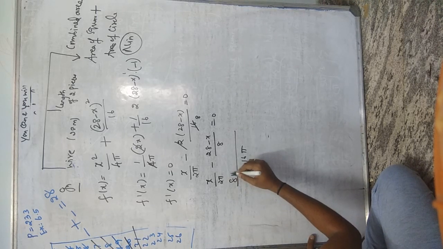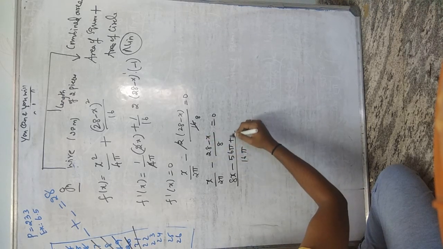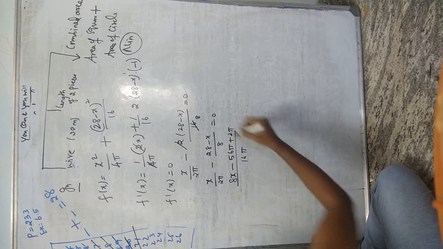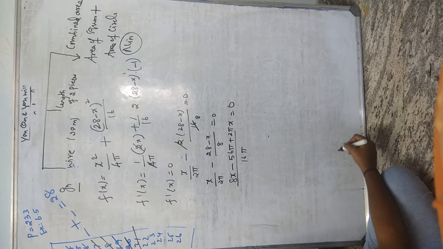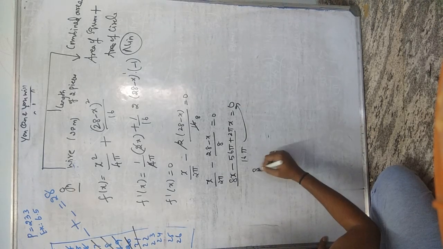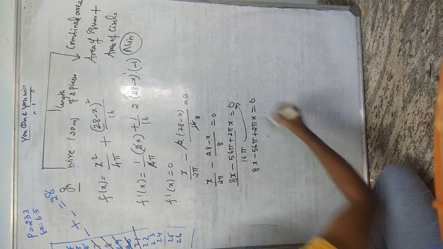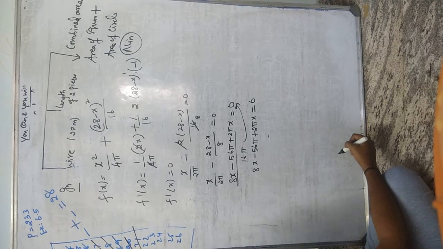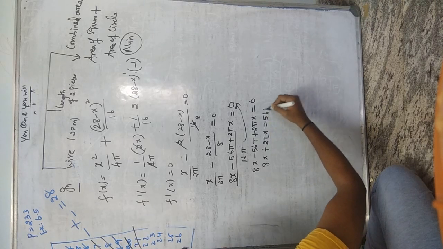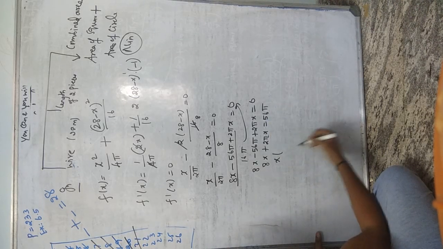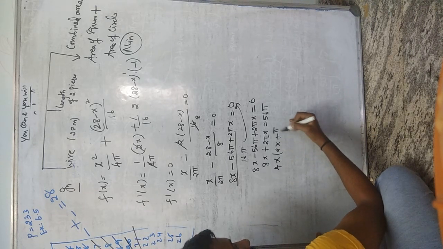If I cross multiply, 8x minus 56 pi plus 2 pi x equal to 0. Now cross multiply: 8x minus 56 pi plus 2 pi x equal to 0. I will take x common. So 8x plus 2 pi x equal to 56 pi. Take x as a common.